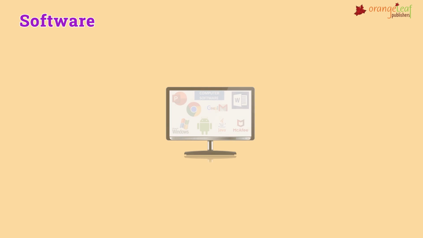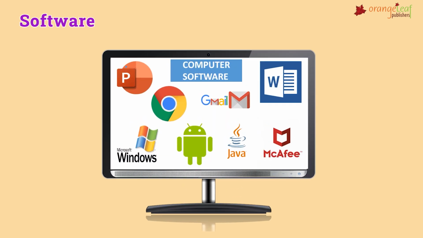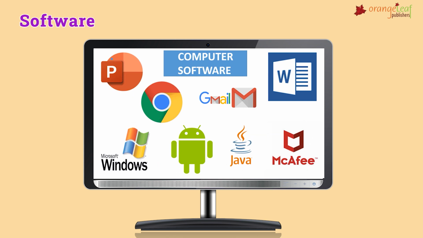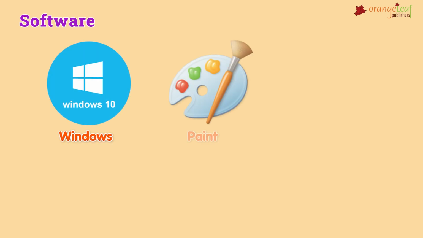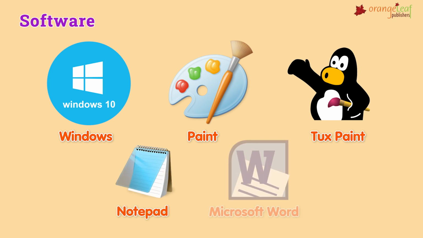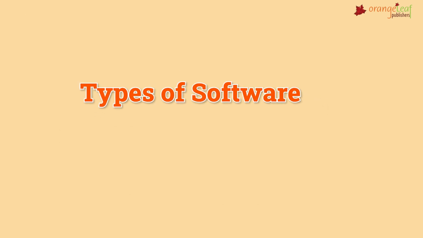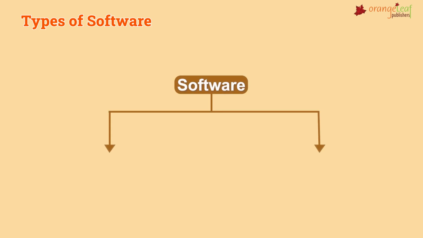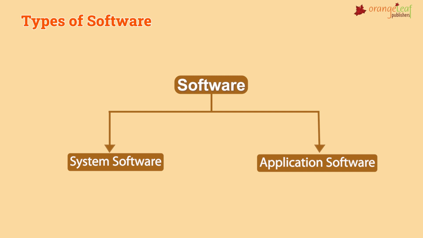Now let's see the software. A computer program or software is a set of instructions supplied to a computer in order to complete a certain job. Windows, Paint, TouchPaint, Notepad, Microsoft Word, etc. are some examples. Types of software. There are two types of software: system software and application software.